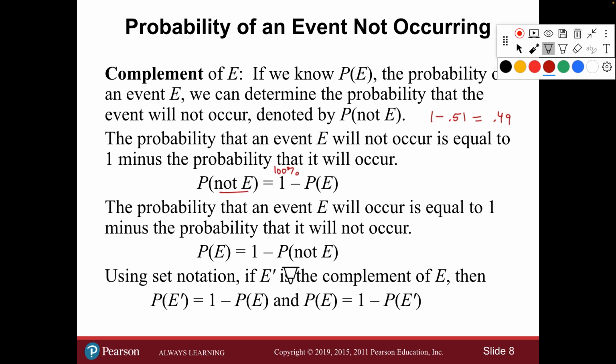And there are multiple ways. It also works the other way: maybe we know the probability of the event not happening, and we could subtract that from 1. And just remember this little prime means not E. It's just a different way of writing it. So a lot going on here, but just a simple concept: total probability is 100%. So for something happening, if the chance of rain is 20%, the chance of not rain is 80%. We do this every day when we watch the news.